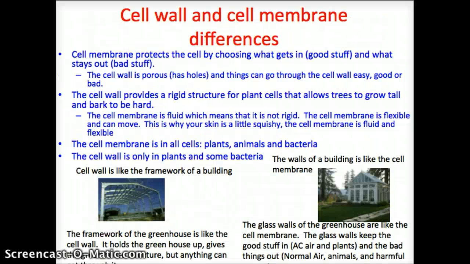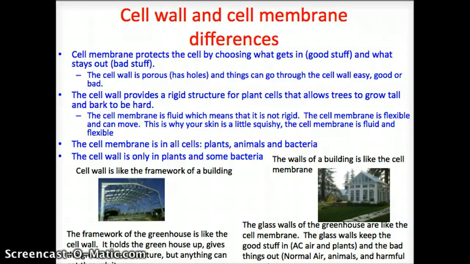The cell membrane protects the cell by choosing what gets in, the good stuff, and what stays out, the bad stuff. The cell wall is called porous, or it has holes in it, and things can go through the cell wall easily, good or bad. The cell wall provides a rigid structure for plant cells that allows trees to grow tall and bark to be hard. The cell membrane is fluid, which means that it is not rigid. It is flexible and can move. This is why your skin is a little squishy. The cell membrane is fluid and flexible, while the cell wall is hard and provides structure.